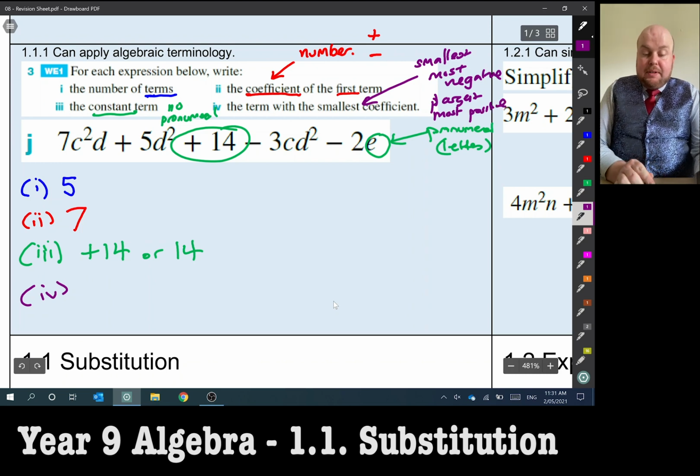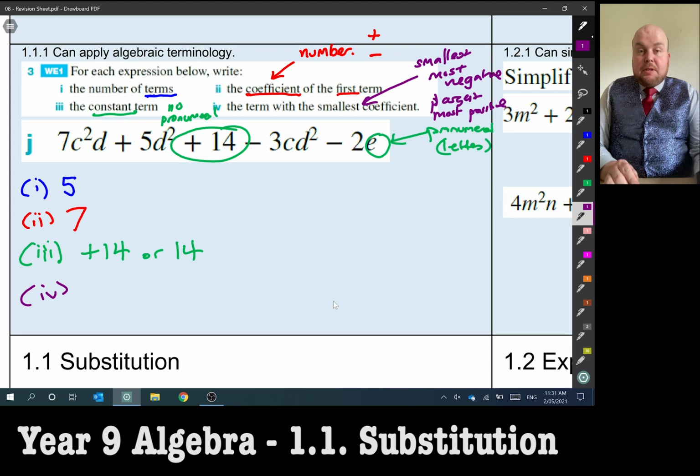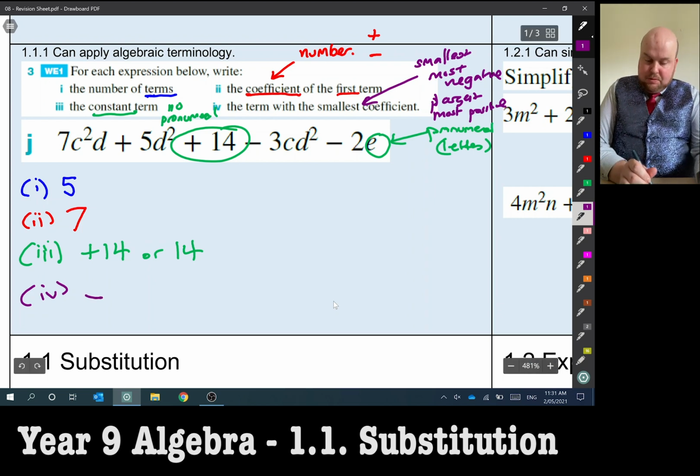So we've got 7, positive 5. Again, there's no coefficient. That 14 is not a coefficient. So 7, positive 5, negative 3, and negative 2. So the one that is the smallest coefficient is the one that's the most negative. So it's going to be negative 3.